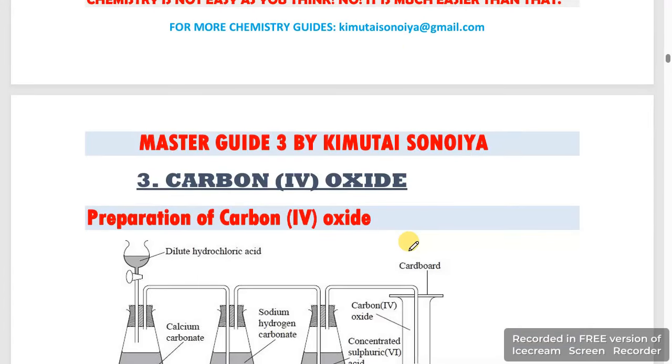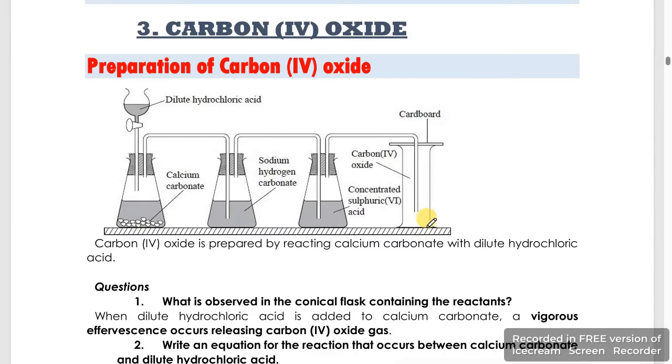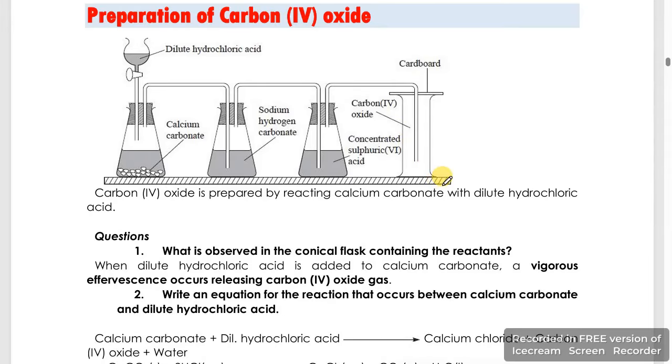Number 3, now we have finished Form 1. Form 2, we start by preparing carbon dioxide. These are the reagents. Carbon dioxide is prepared by dilute hydrochloric acid with calcium carbonate. There is sodium hydrogen carbonate here, and there is concentrated sulfuric acid. These are the things you need to know. And the most important, you should know that carbon dioxide is collected by downward delivery.